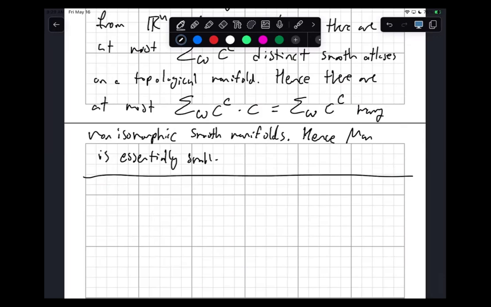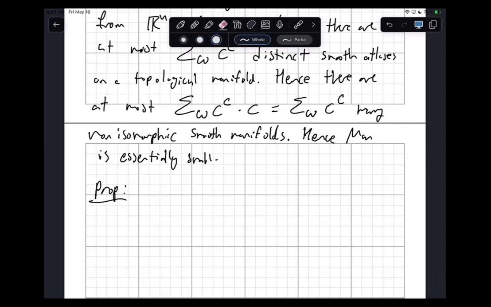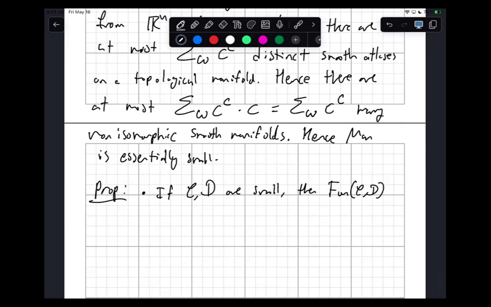So let's say proposition. If C and D are small, then the category of functors from C to D is small.